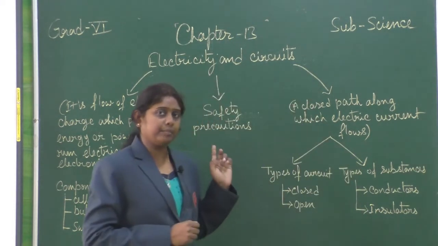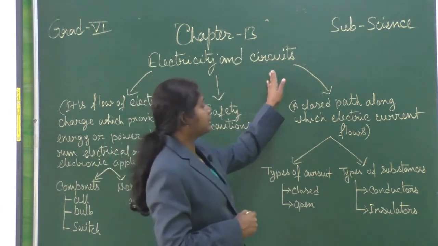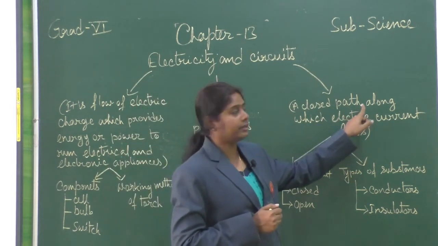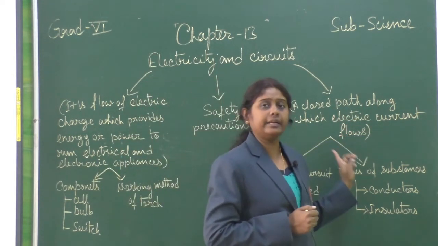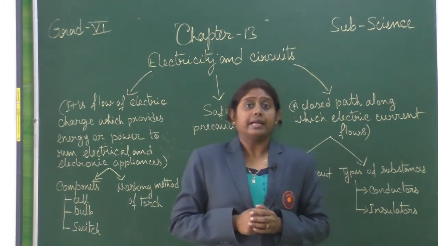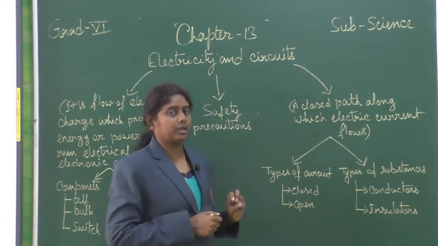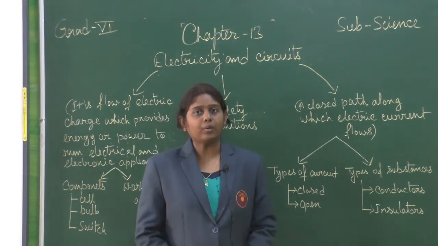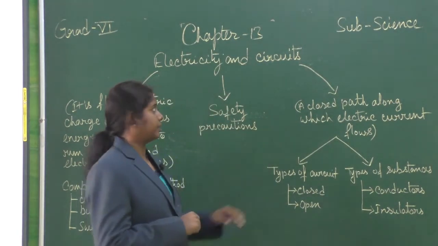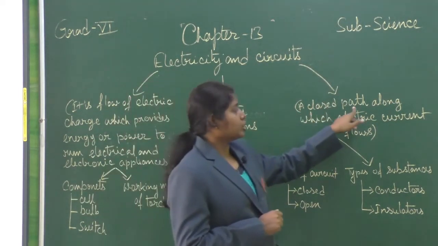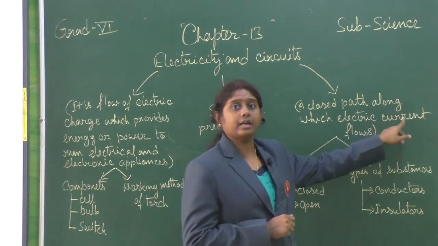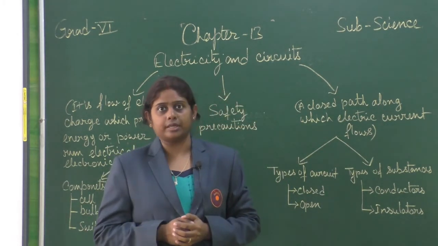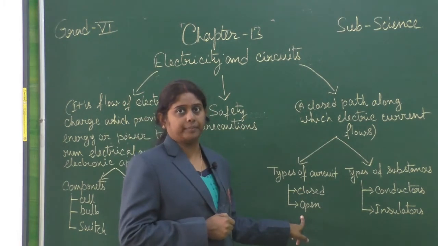Now come to the second part of this chapter, that is circuits. What do you mean by circuits? A circuit means a closed path along which electric current can flow properly. There are two types of circuits, closed circuit and open circuit.